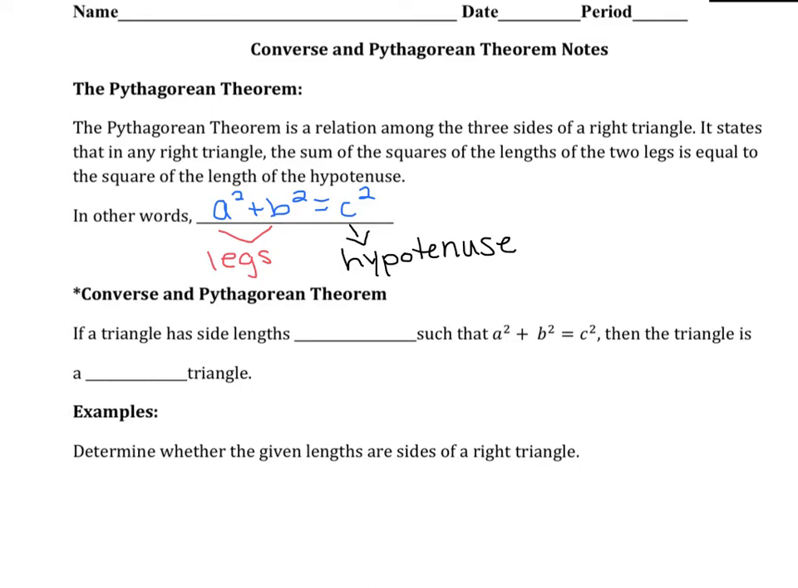So the converse of the Pythagorean theorem, why is that important? Well, if a triangle has side lengths a, b, and c such that a squared plus b squared equals c squared, then the triangle is a right triangle.